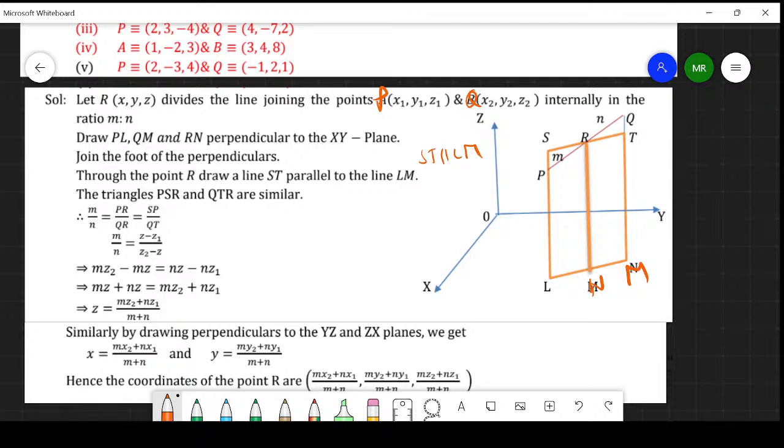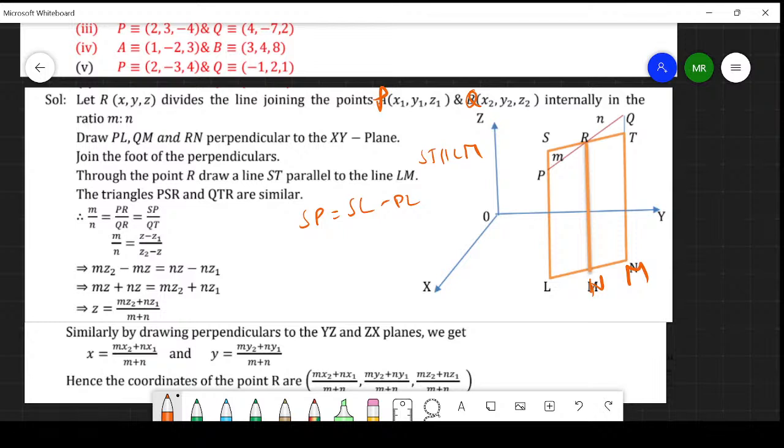I want the distance SP. So how to decide SP here? Always remember, SP means SL minus PL. Remember that. Correct? You understood from the figure? I'm telling you how you get it: SP means SL minus PL. Again you can see here PL. What about SL? SL minus PL.